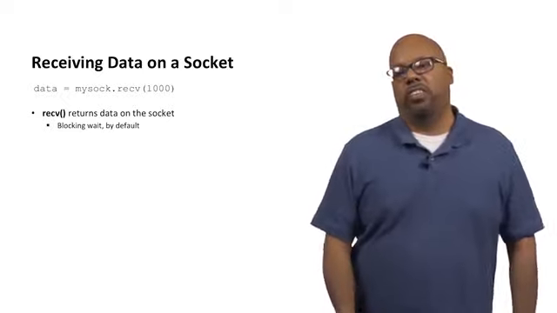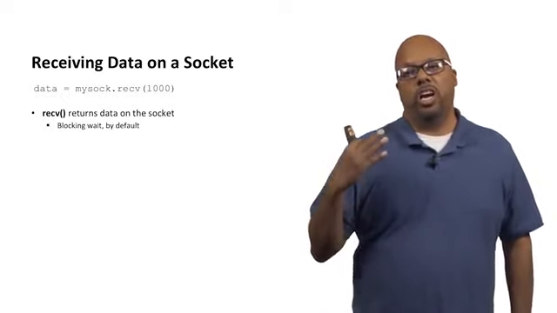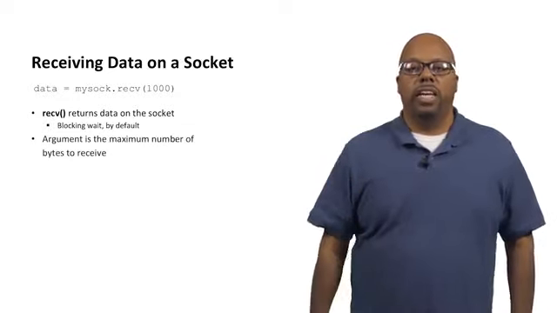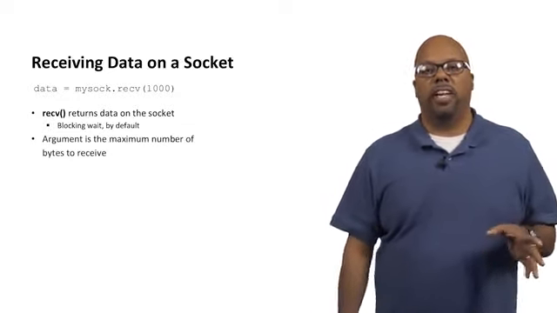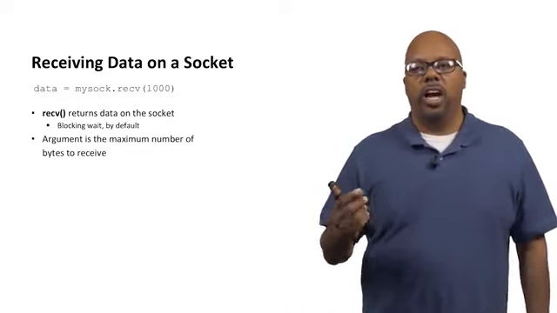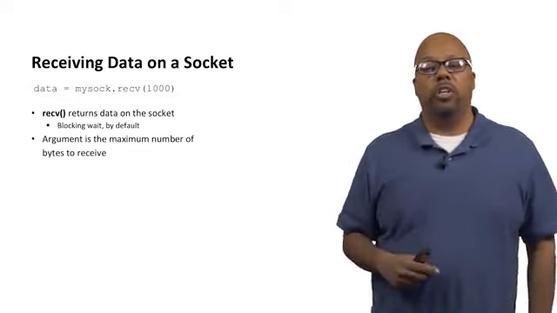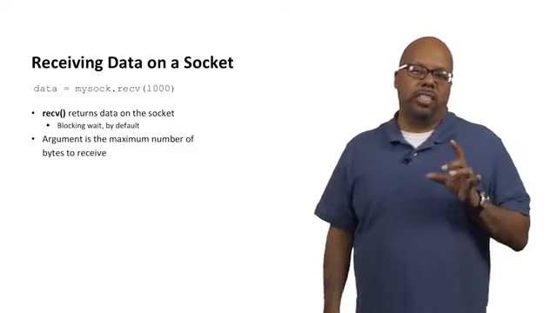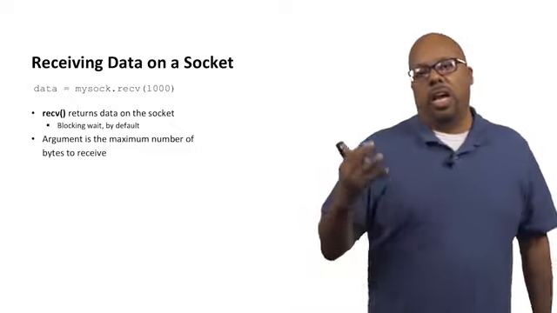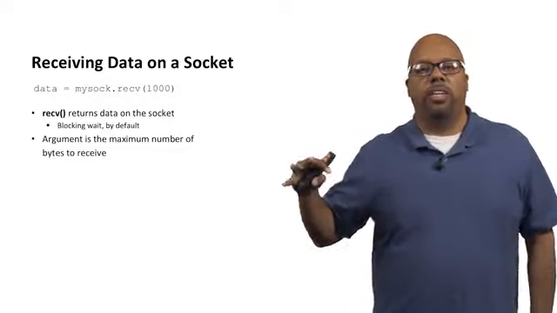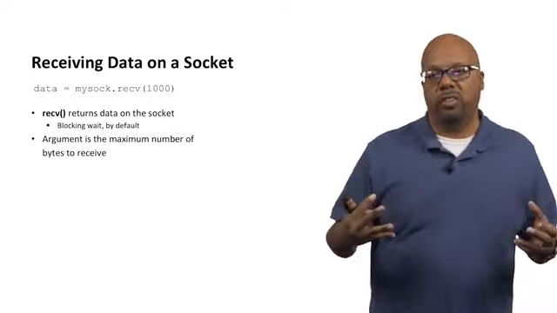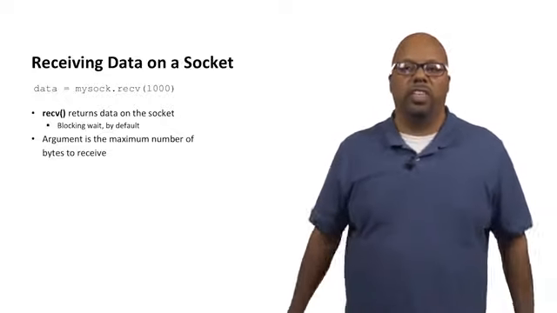Now, mysock.recv. Notice that it's taking one argument, 1000. That argument is the maximum number of bytes that I want to receive. Now, 1,000 might be too small, but I have that limit there. The reason for that limit is actually more important for a language like C. Normally, that limit is there because this data that's being received is getting copied into some buffer. Data is the name of our buffer here, right?